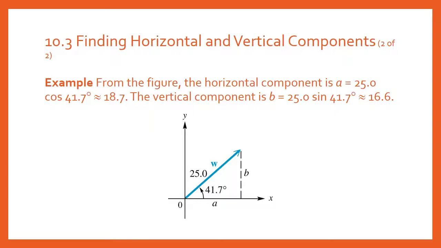So here's an example of what we're talking about. If you look at the triangle there, the horizontal component, to get that, what you would do is you would multiply 25, which is the magnitude of w, times the cosine of 41.7 and get 18.7. And to find the vertical component b, you would multiply, again, the magnitude of w, which is 25, times the sine of 41.7 and get 16.6.